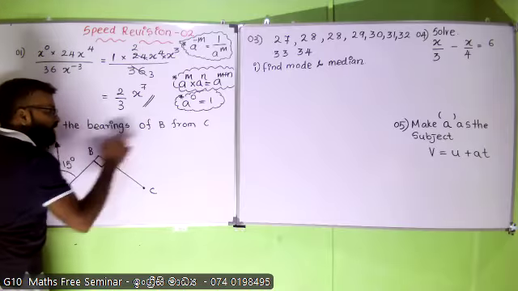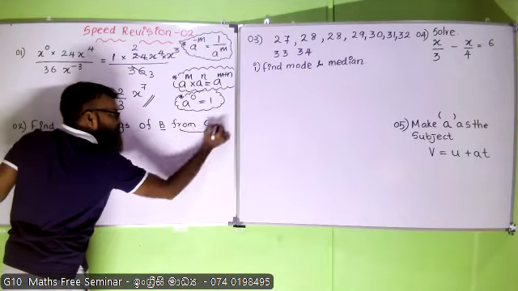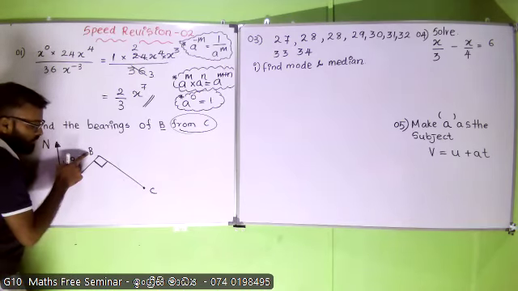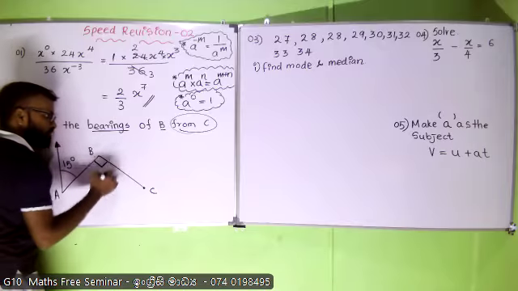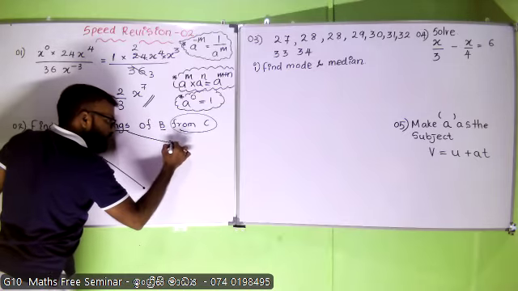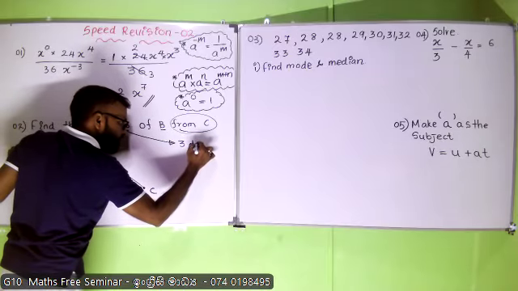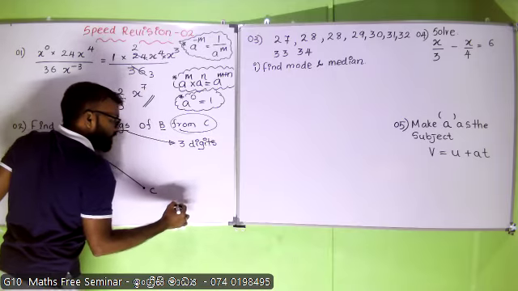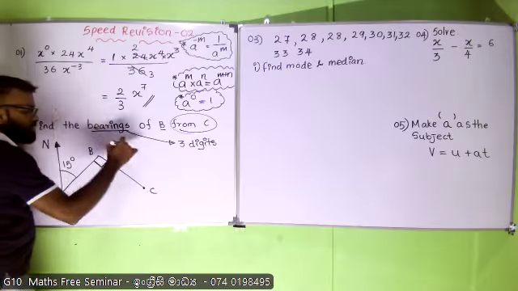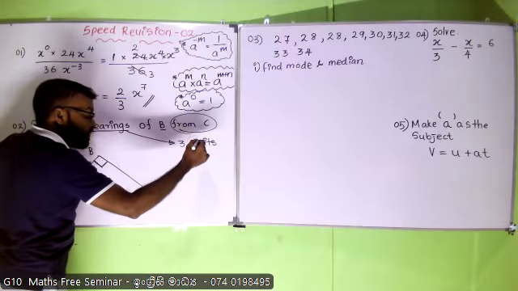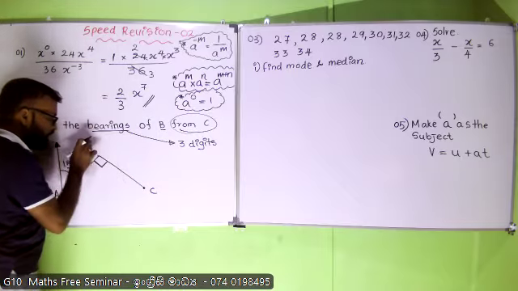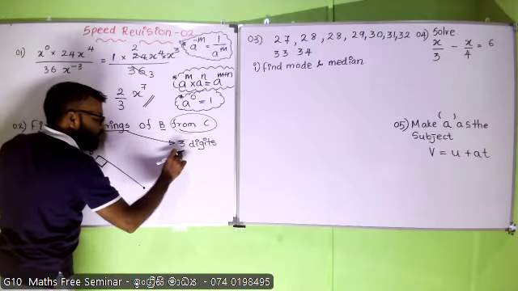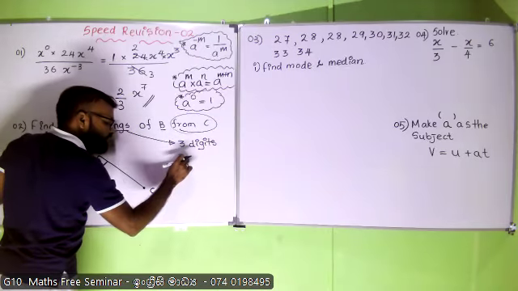Find the bearings of B from C. C is here. You have to find the bearings of B. When you are writing bearings, you need to use 3 digits. Bearings is a way to represent the direction of a given point, by giving the magnitude of an angle using 3 digits.